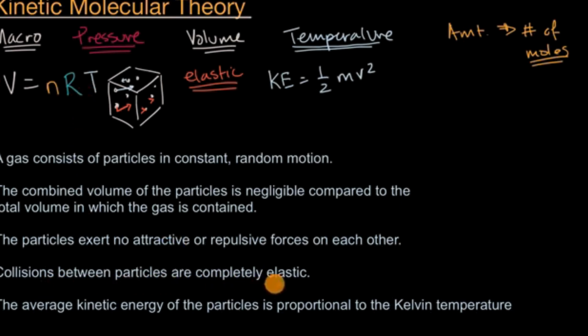The collisions between the particles are completely elastic, so they preserve kinetic energy, and they would also preserve momentum. And the average kinetic energy of the particles is proportional to the Kelvin temperature. And we already talked about that: the macro measurement of temperature is giving us an indication. It's proportional to the average kinetic energy of the particles.